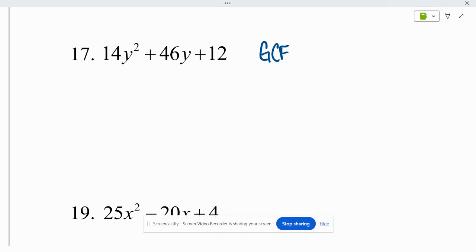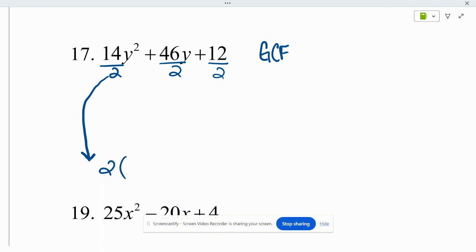What can you tell me about all of the numbers? The coefficients, 14, 46, and 12. Yeah, they're all even. That means they're all divisible by 2. So I think that they all have a GCF of 2, right? So we're going to start with that. We're going to divide everything by 2. What do I do with my GCF? Drive it down. Yeah. Okay.